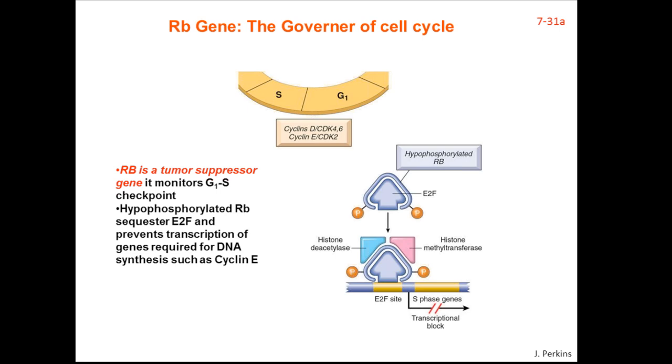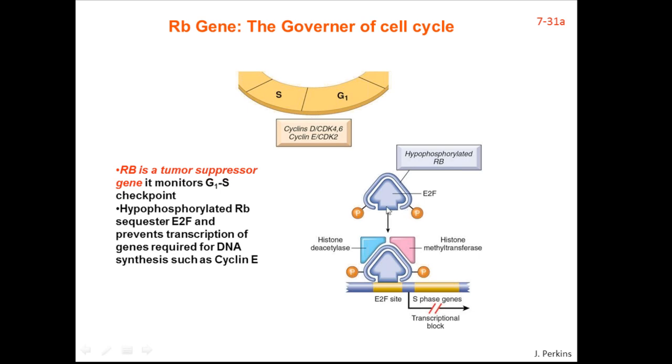One of the most important tumor suppressor genes is the RB protein, encoded by the RB gene. And what does RB do? RB is a tumor suppressor gene. It monitors the G1/S checkpoint. RB normally, in quiescent cells, does not allow the cell to move from G1 to S. It does so because normally RB is hypophosphorylated, and hypophosphorylated RB, almost in a jaw-like fashion, entraps a transcription factor called E2F.